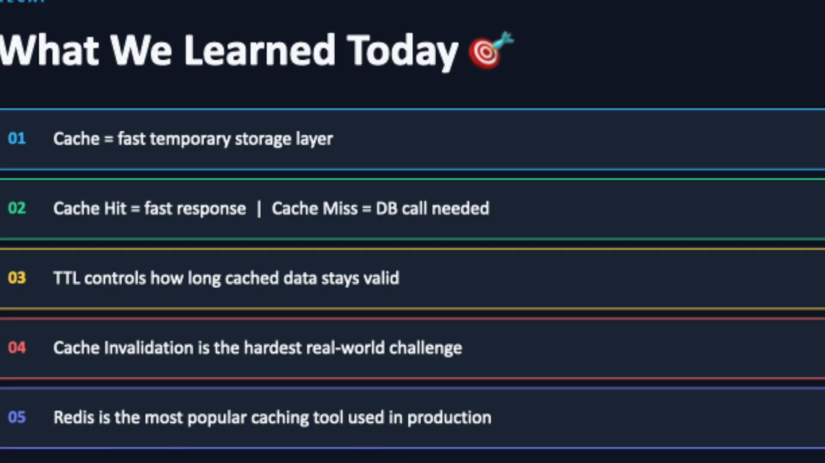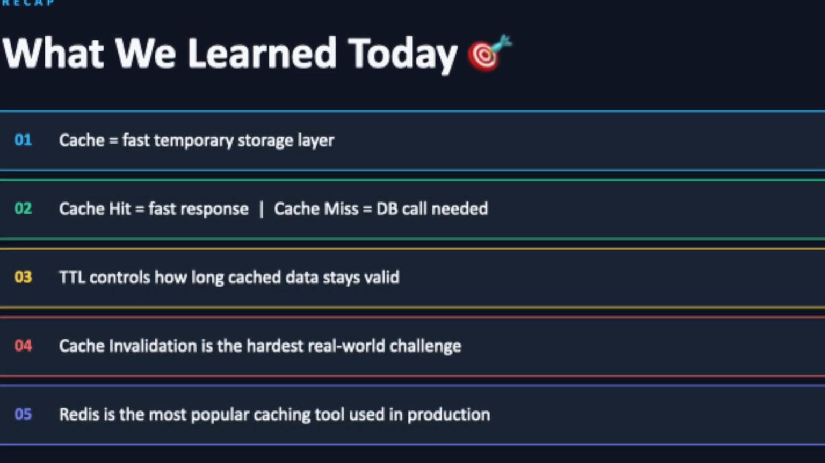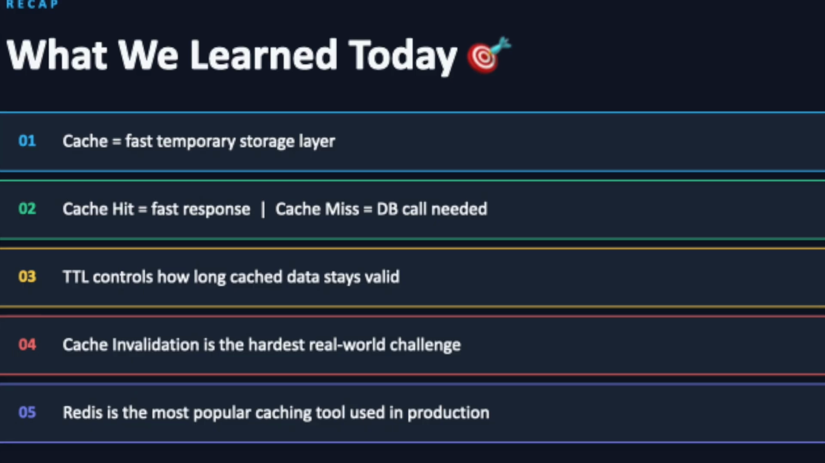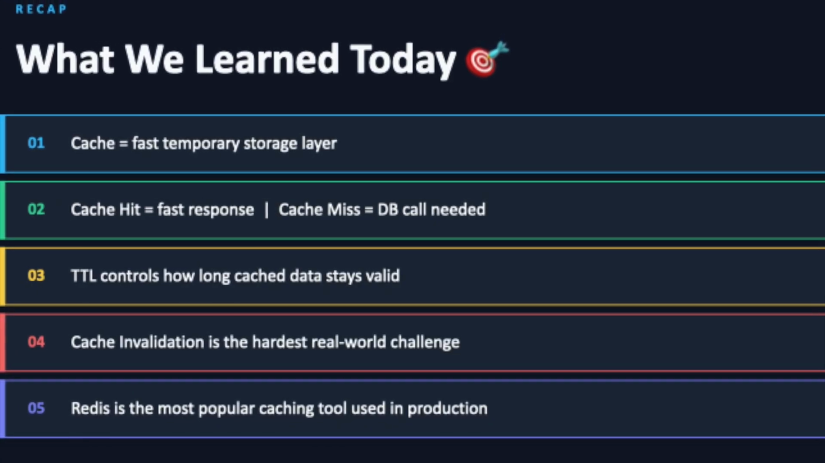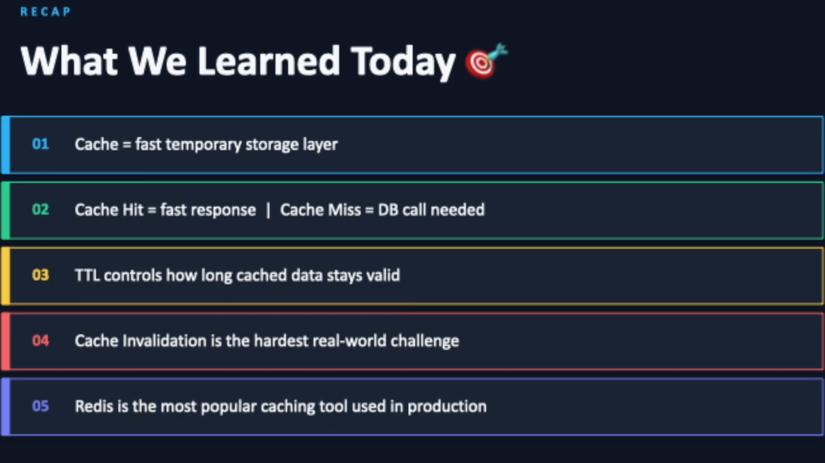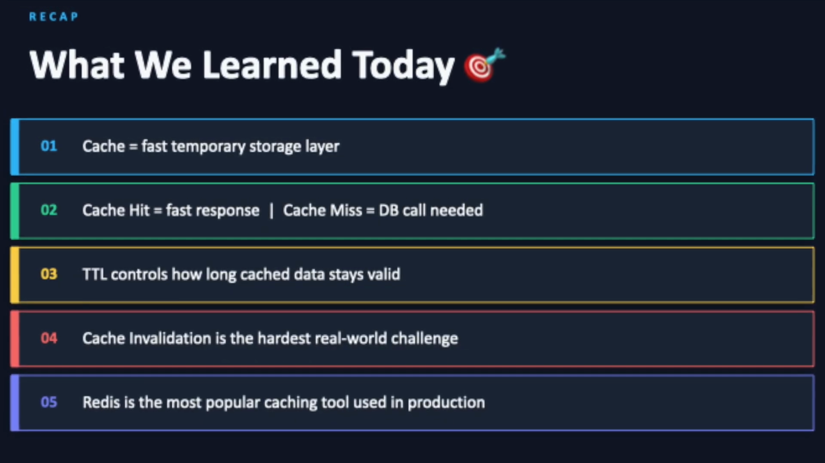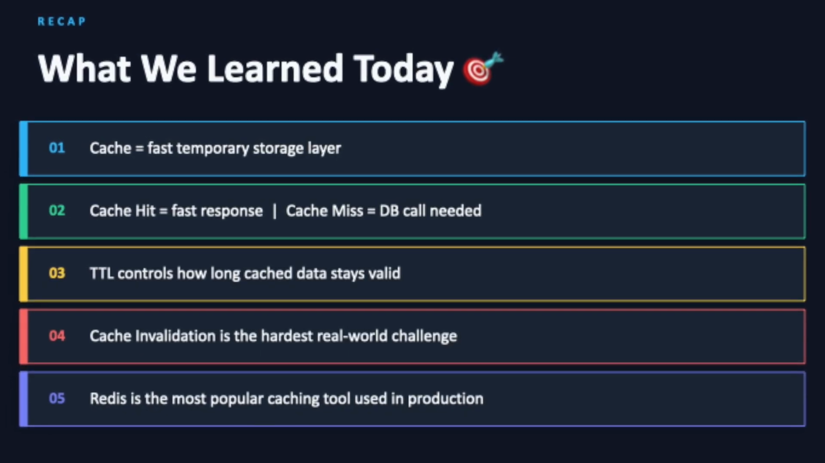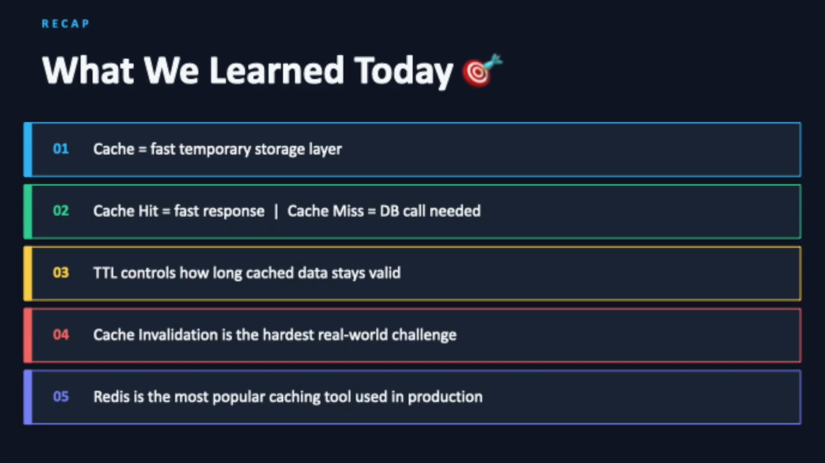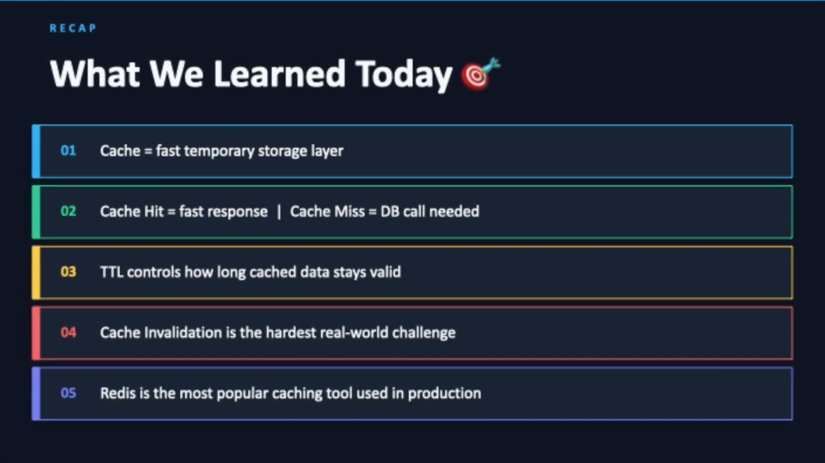Let's quickly recap what we covered today. Cache is a fast, temporary storage layer that sits between your app and your data source. Cache hit means fast response, cache miss means the database gets hit. TTL controls how long cache data stays valid before expiring. Cache invalidation is one of the hardest real world problems in distributed systems. Redis is the most widely used caching tool in production today.